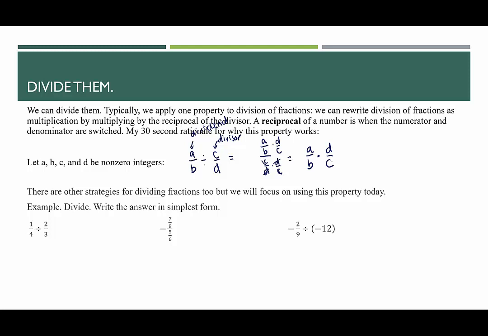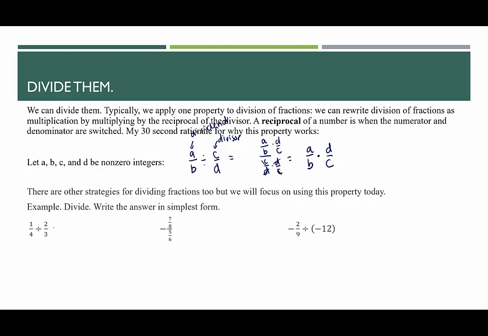And the other thing I just want to point out is that when we have division of fractions, we can't look to simplify until we've rewritten it as multiplication. So there is a specific order that we have to take. First, if you need to fix anything, fix those things. Then rewrite as multiplication. Then you can look to simplify.